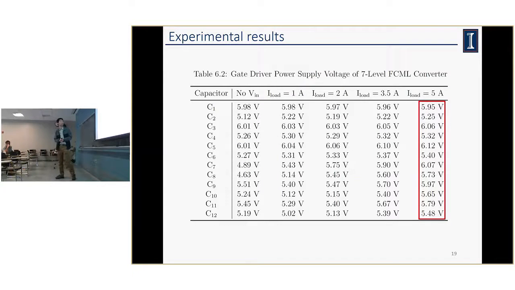You can. So the reason I use a very high supply voltage is I want to make sure in the worst case, there is still 4.5 volts to fully enhance the switch. If I compromise a little bit, I can use less supply voltage to lower the loss. No more questions? Okay, thank you again for your attention.